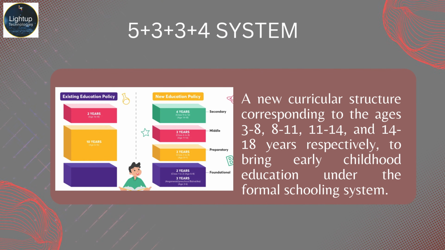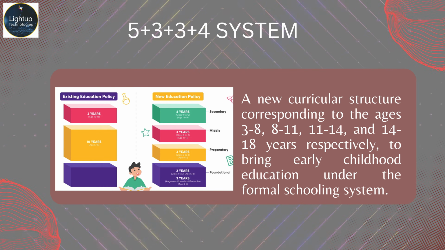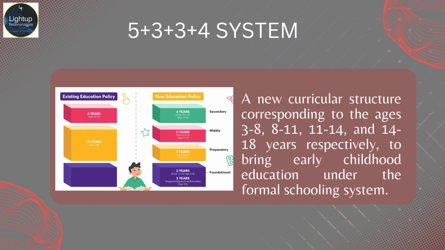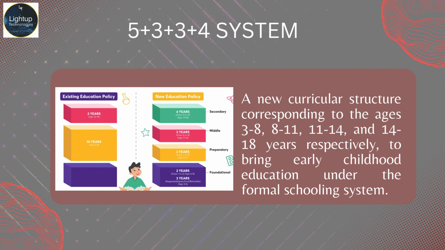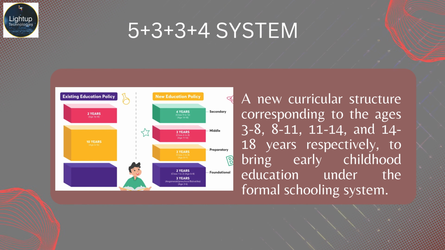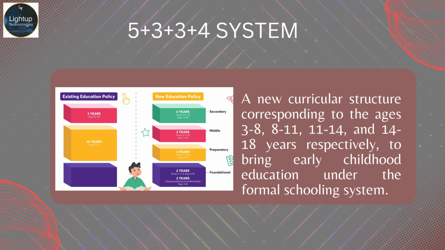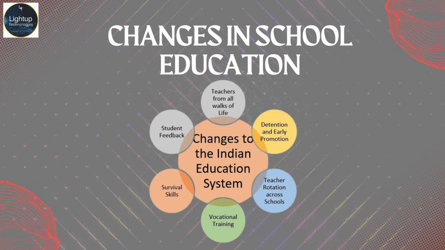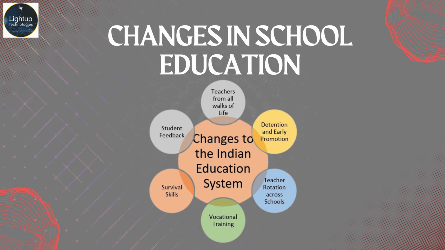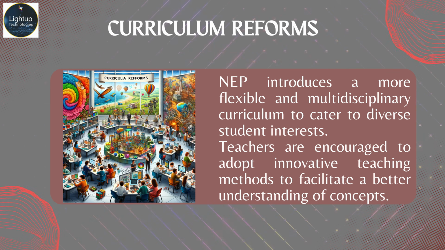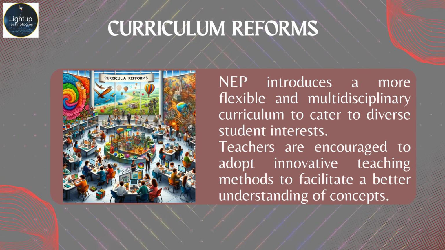5+3+3+4 system. A new curricular structure corresponding to the ages 3 to 8, 8 to 11, 11 to 14, and 14 to 18 years respectively, to bring early childhood education under the formal schooling system. Changes in school education. Curriculum reforms. New Education Policy introduces a more flexible and multidisciplinary curriculum to cater to diverse student interests.